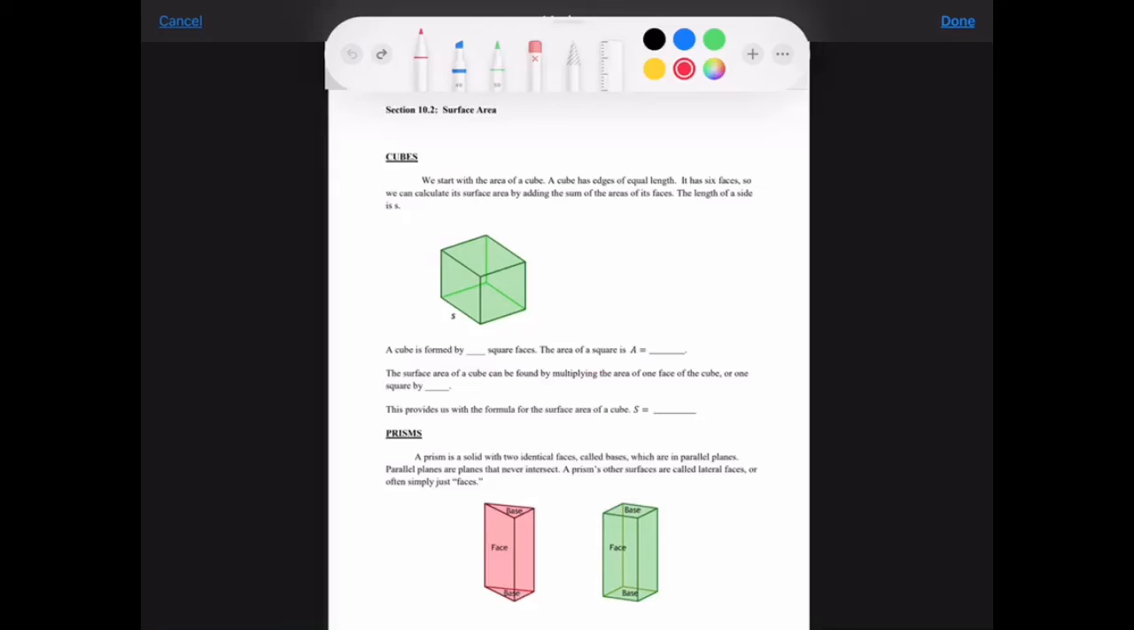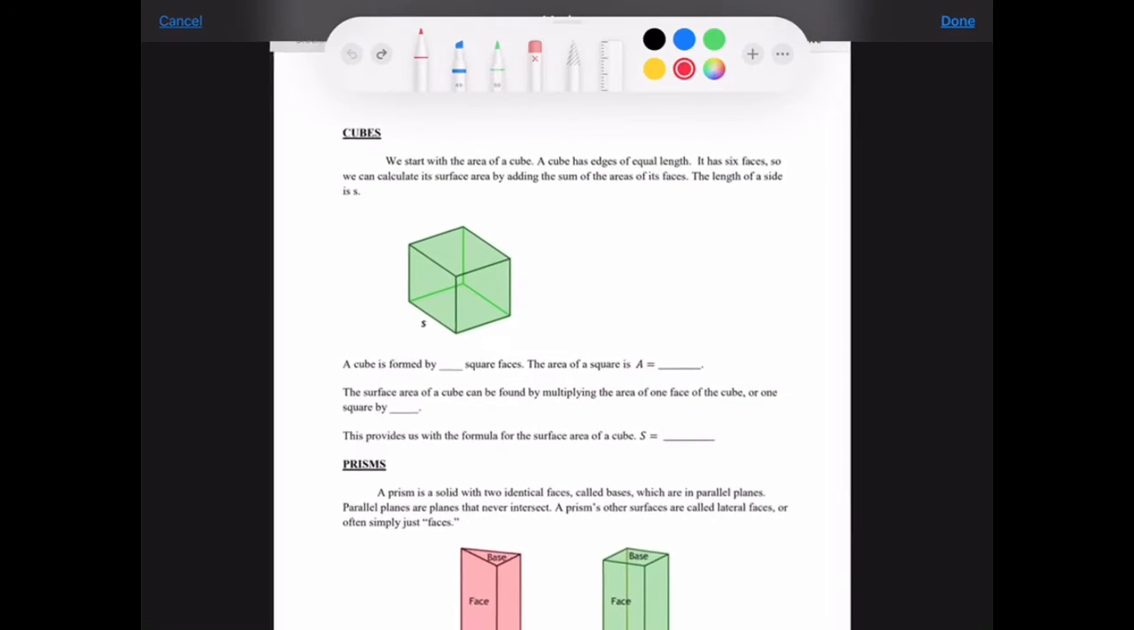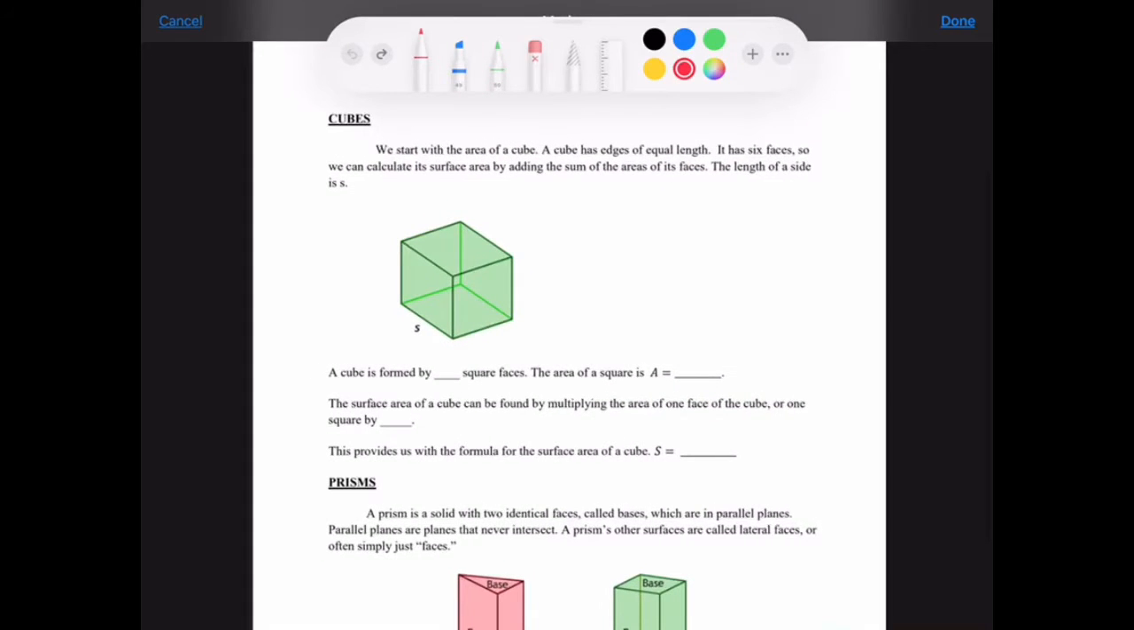Okay, so today we're going to be doing section 10.2, which talks about surface area. Surface area is basically the area of all the faces of a three-dimensional figure. So we'll start with the surface area of a cube. A cube has edges of equal length. It has 6 faces, so we can calculate its surface area by adding the sum of the areas of its faces, okay? The length of a side is s, which we have labeled here.